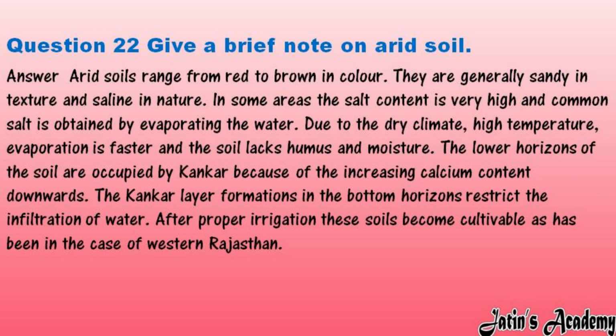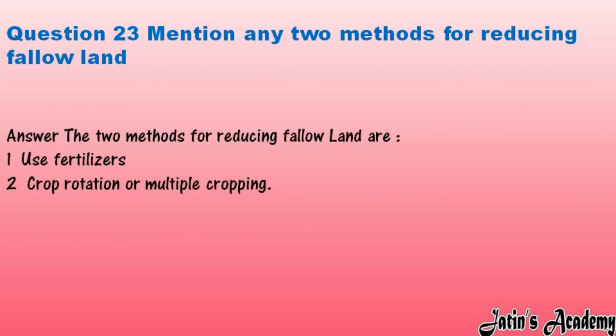Question 22. Give a brief note on arid soil. Answer: Arid soils range from red to brown in color. They are generally sandy in texture and saline in nature. In some areas, the salt content is very high and common salt is obtained by evaporating the water. Due to the dry climate and high temperature, evaporation is faster and the soil lacks humus and moisture. The lower horizons of the soil are occupied by kankar because of the increasing calcium content downwards. The kankar layer formations in the bottom horizons restrict the infiltration of water. After proper irrigation, these soils become cultivable, as has been the case in western Rajasthan.